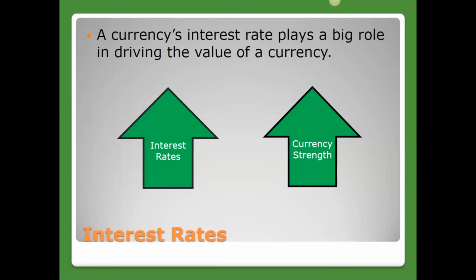We saw that with the Bank of England. Even though they haven't raised interest rates, they have just talked about potentially raising rates. We saw the British pound go up as a result of that. So there's a direct relationship between interest rates going up and currency strength. So there's a positive correlation with that.